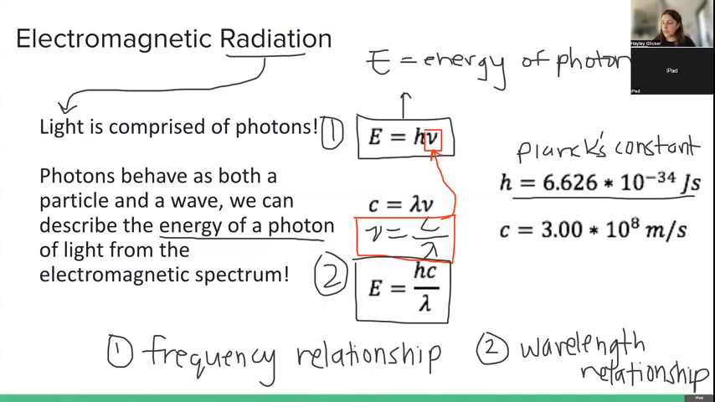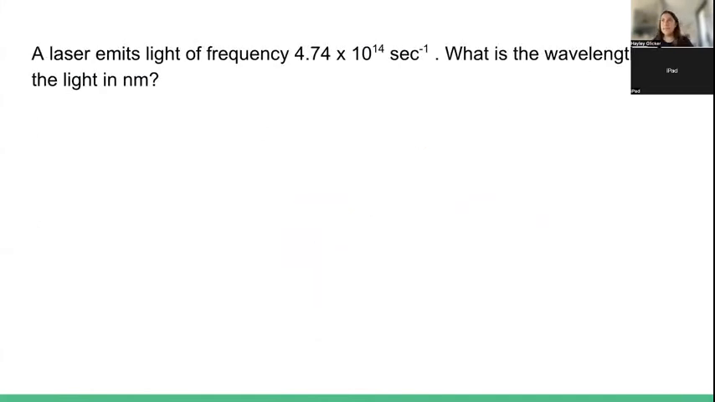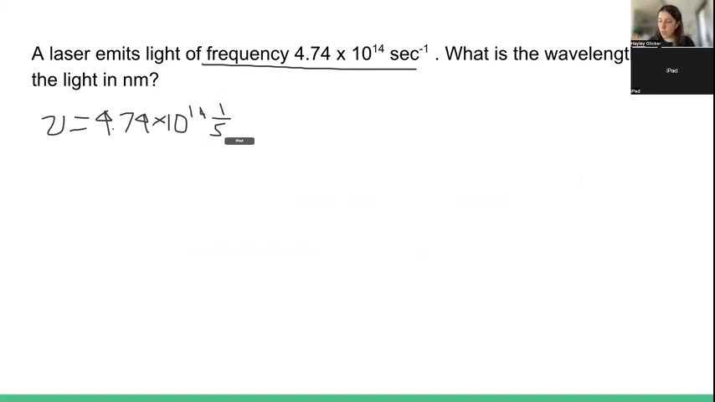So let's go ahead and wrap up this video talking through some practice problems. We're told that a laser emits a frequency of 4.74 times 10 to the 14th inverse seconds. And we're asked, what is the wavelength of light in nanometers? So let's identify our givens. We're told that the frequency is equal to 4.74 times 10 to the 14th 1 over seconds. We're asked, what is the wavelength, in nanometers specifically? And we look through our archive of different equations. We know that c is equal to lambda times nu.